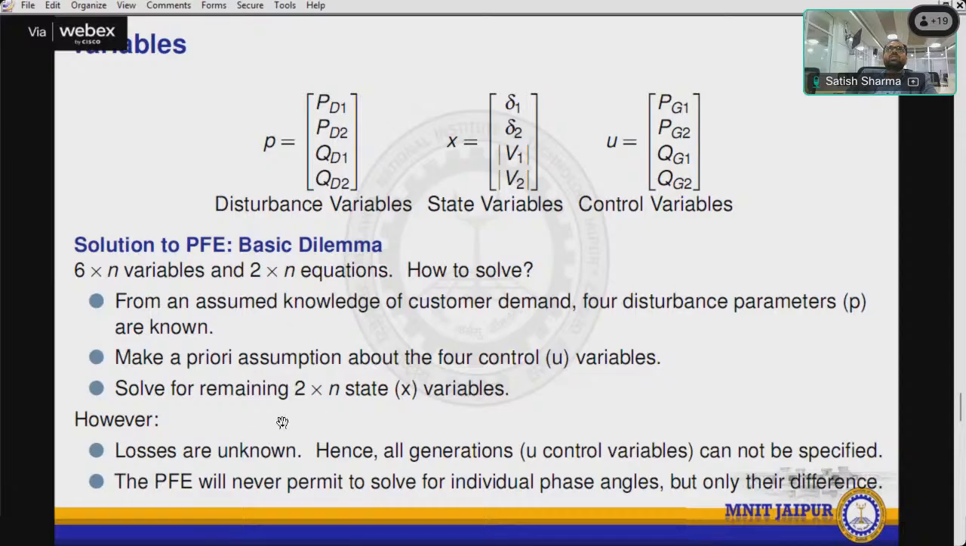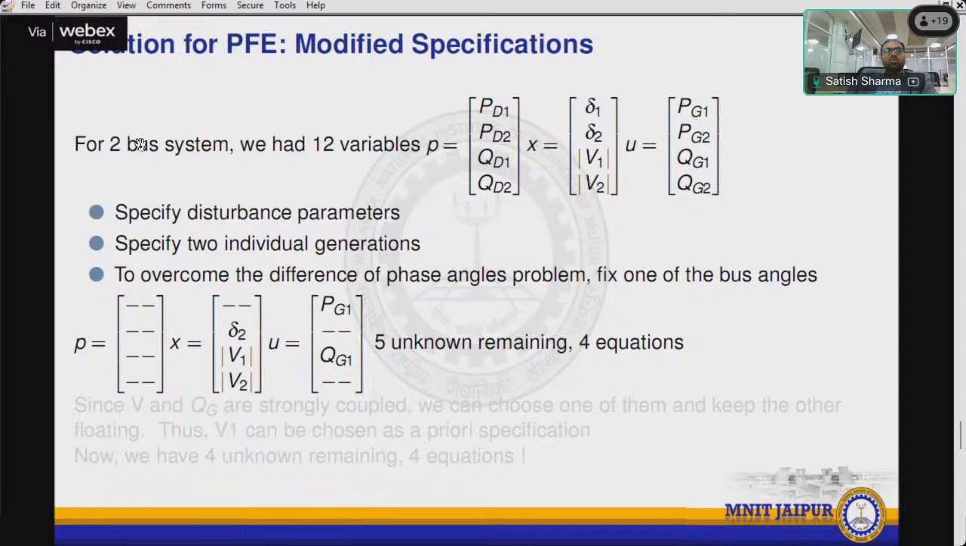But the network losses will also occur, and in this particular formulation the losses are basically inbuilt already. So the losses are unknown. We cannot fix power generation as well. Like, power generation cannot be pre-placed. So for a 2-bus system, we had 12 variables.